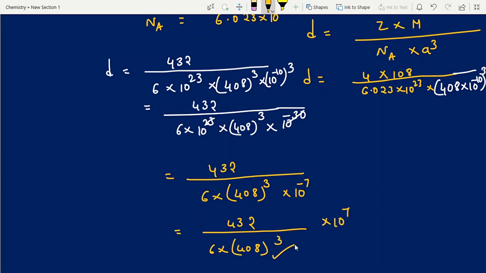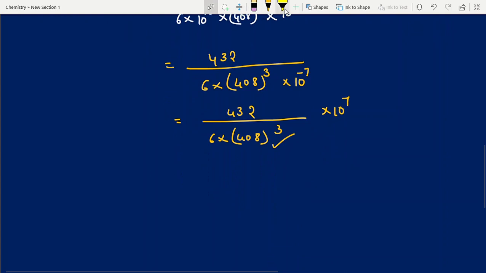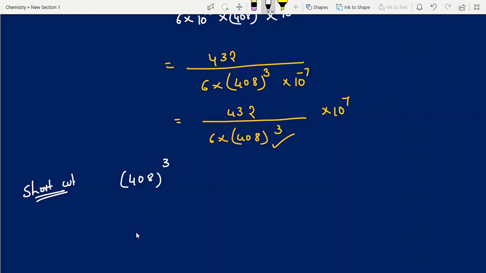Now we'll discuss one shortcut. Sometimes we are getting square, sometimes we are getting cube in numericals. But how easily we can work it out, I'll give you a shortcut. Suppose 408 whole cube is there. So what is the formula, students? You can take the mathematics formula: (A plus B) whole cube equals A cube plus 3A squared B plus 3AB squared plus B cube. That's it.